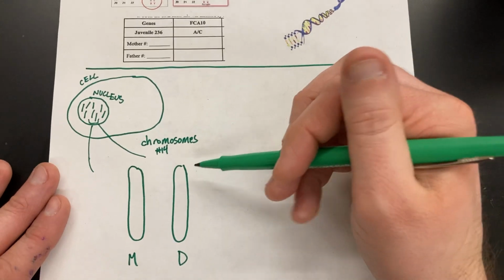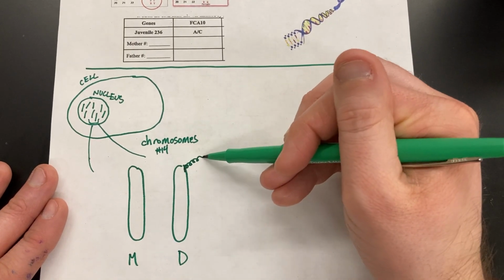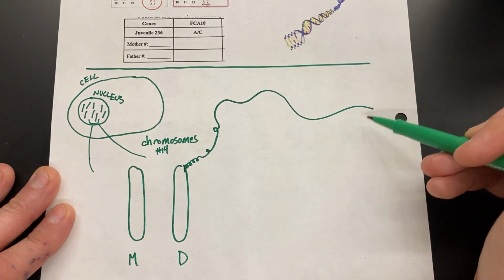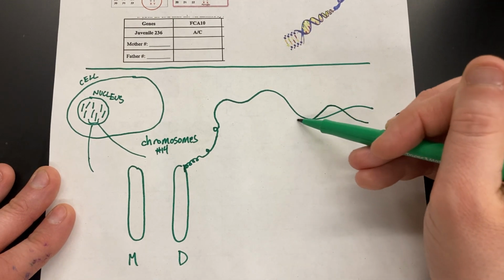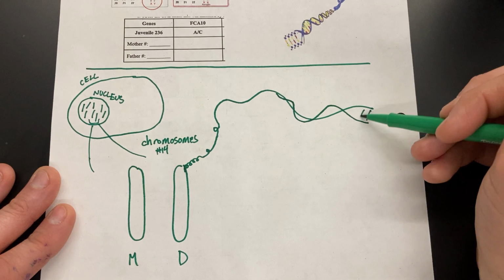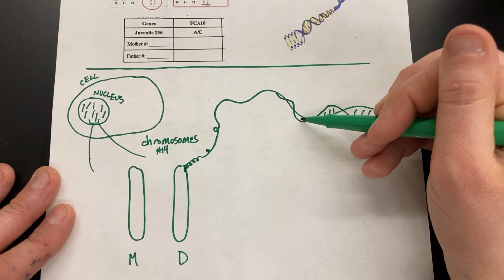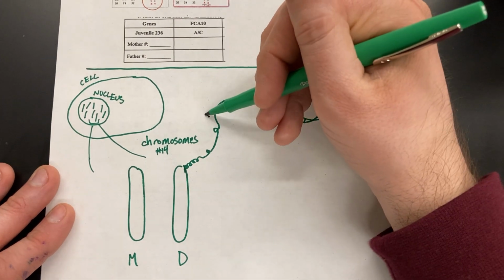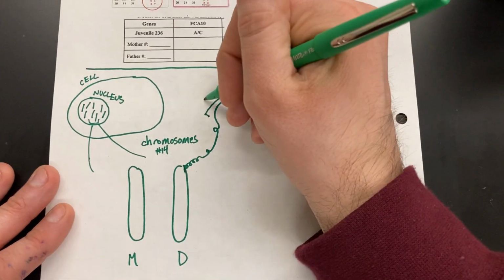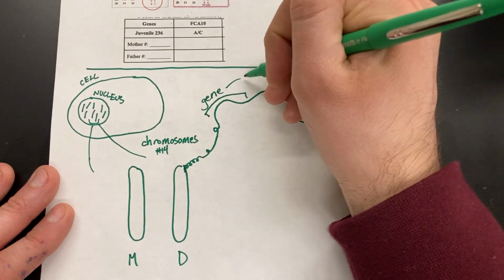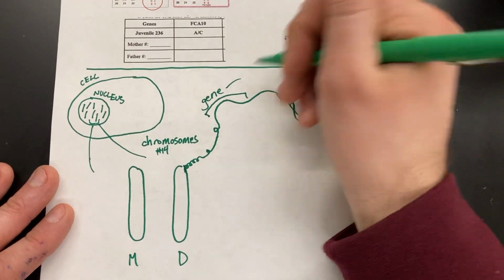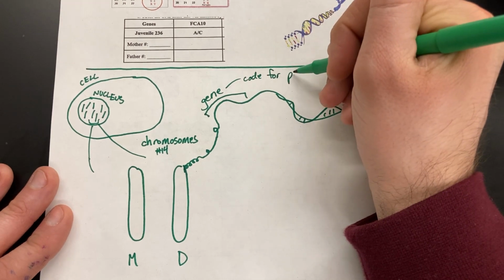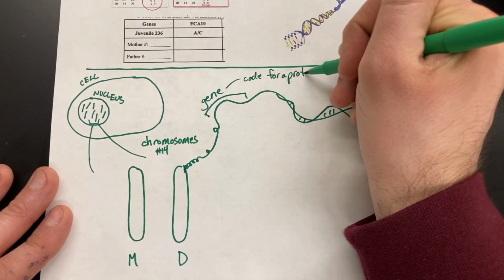Now remember, a chromosome, if we were to unravel it, is just tightly packed DNA. That's all it is. So here's our double helix. If we were to zoom into that DNA molecule, there's DNA, and there are different sections of that DNA that we call genes. And genes are segments of DNA that code for protein. So code for a protein.